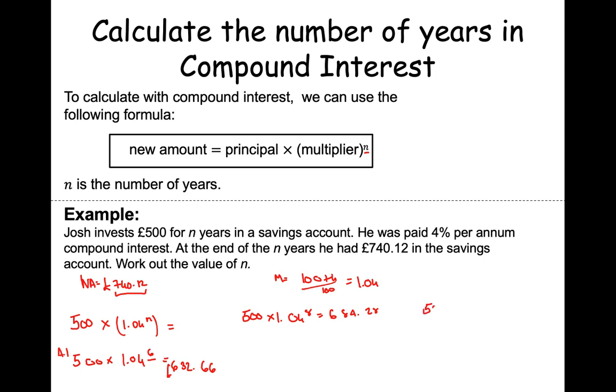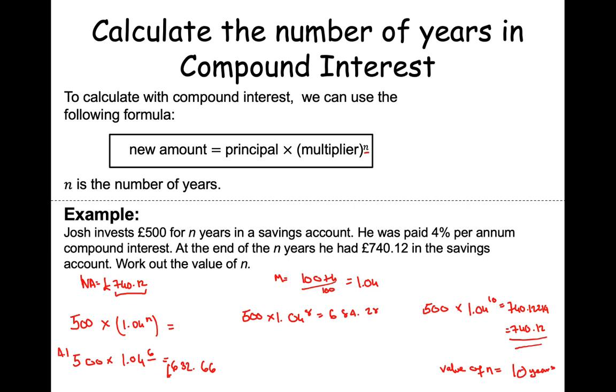So let's go with 500 times by 1.04 to the power of 10. And when we calculate that to the power of 10, we end up with a value of 740.12214. And then obviously this rounded to 2 decimal places is 740.12. And now we have figured out, so the value of n is equal to 10 years.